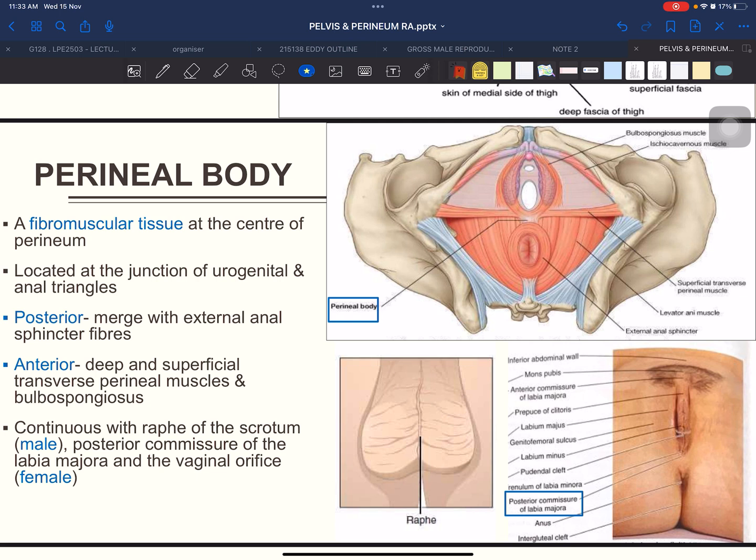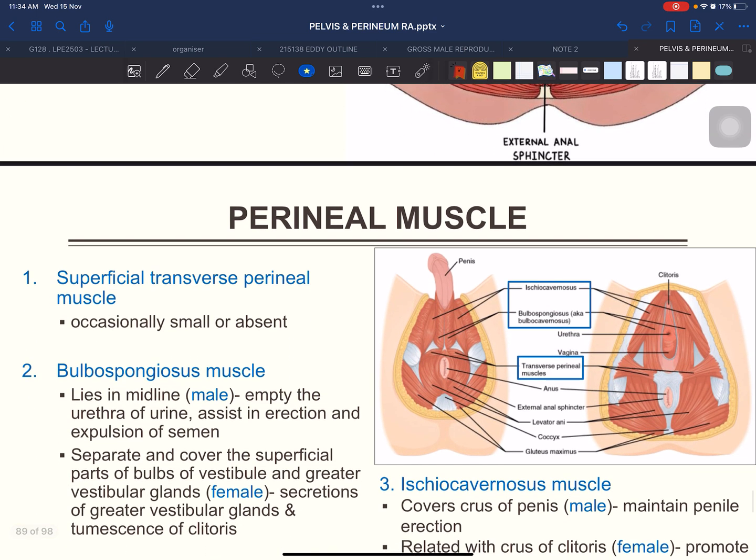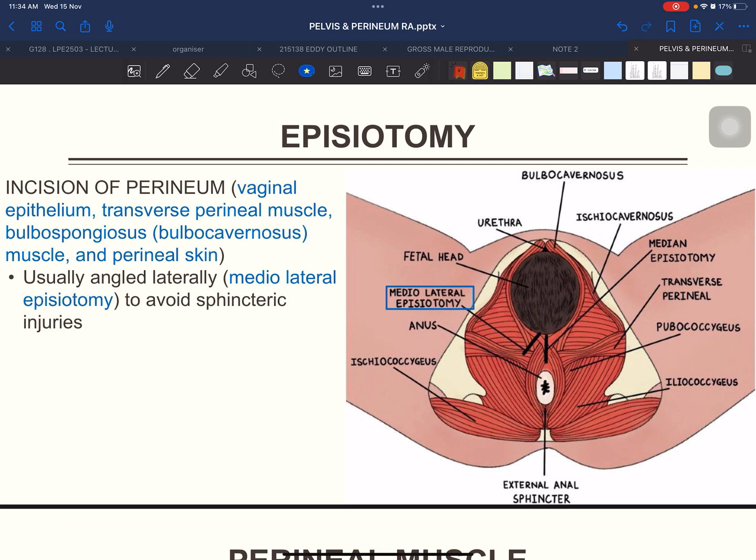A bit of applied anatomy: episiotomy during vaginal delivery. Usually the obstetrician and gynecologist performs the cut at the vagina to allow the delivery to be smooth. When you go for your OBGYN posting, you have to observe the episiotomy. Usually we perform it at an angle, a mediolateral episiotomy, to avoid injury to the sphincter. So what are the structures cut? First the vagina, then the transverse perineal muscle, the bulbospongiosus, which some books call bulbocavernosus, it's the same, and then the perineal skin. Those are the layers cut during the episiotomy.